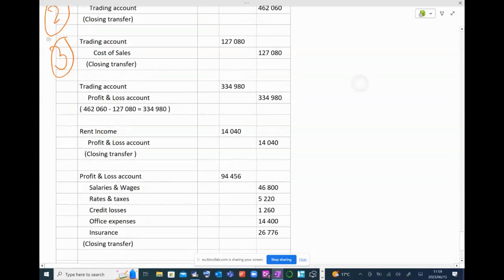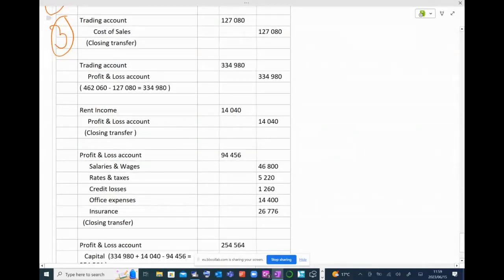Let's go on. Step number 4. Now here it gets a little bit tricky, because depending on whether you made a gross profit or a gross loss, that will change whether you're debiting or crediting the trading account. So we now need to quickly calculate: did we make a gross profit or a gross loss?